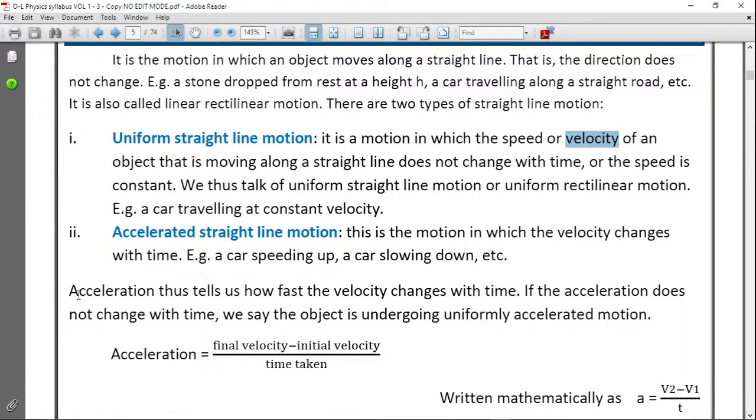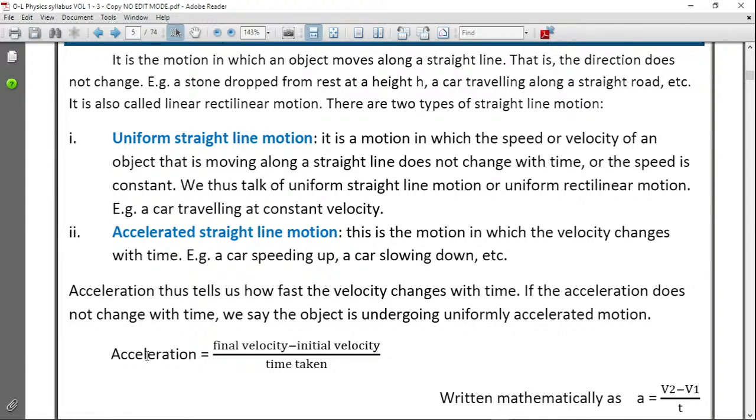Now, acceleration tells us how fast the velocity is changing with time. If the acceleration does not change with time, then we say the object is undergoing uniformly accelerated motion. And to calculate acceleration of an object, we have final velocity minus initial velocity divided by time taken, because acceleration is defined as the rate of change of velocity.